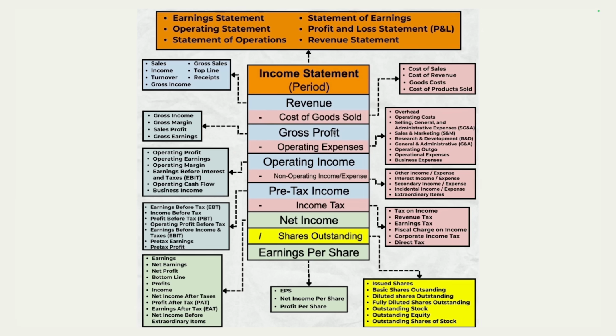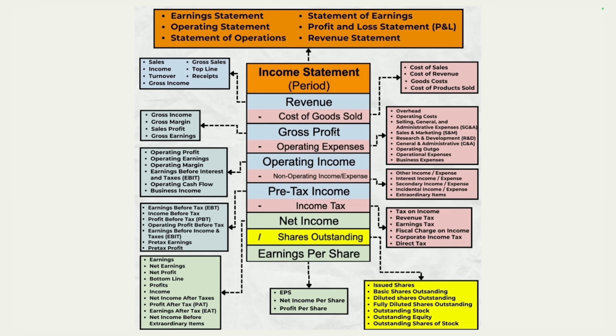Now, as I mentioned at the top of the video, companies do have a lot of leeway with how they lay out their income statements. In fact, some companies don't even call this document the income statement, referring to it as either the profit and loss statement, operating statement, or earnings statement.